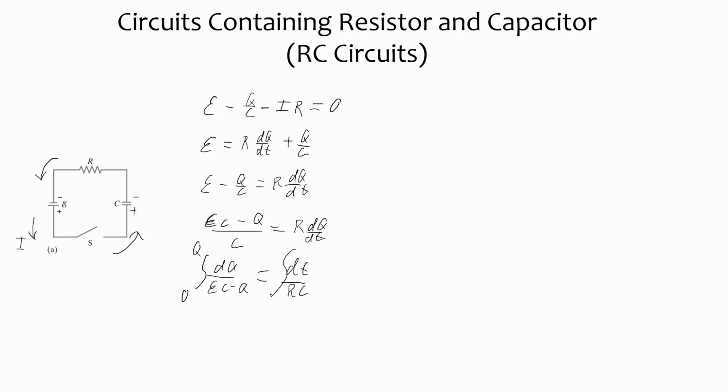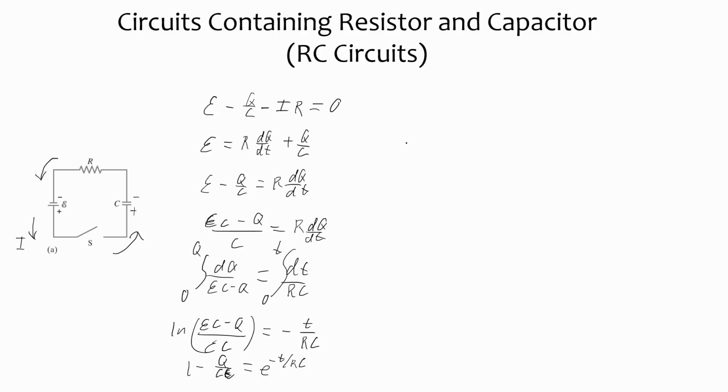Then if we integrate both sides, this guy from 0 to Q, because we're saying Q is the charge on the capacitor, and this guy from 0 to T, we'll end up skipping a few steps, natural log of E times C minus Q all over E times C for this side, and we'll end up with a negative T over RC on this side. And then if we take e to the power of both of these, we can simplify that a bit too. 1 minus Q over CE, my e became an epsilon for some reason, equals e to the negative T over RC, and now we're just about there.